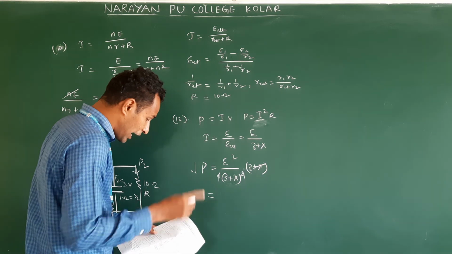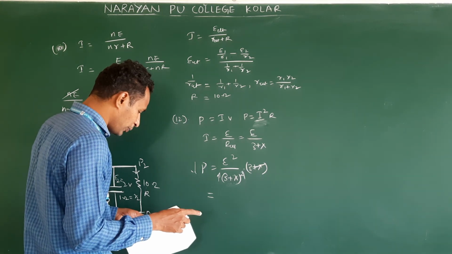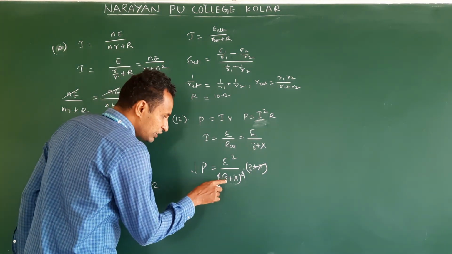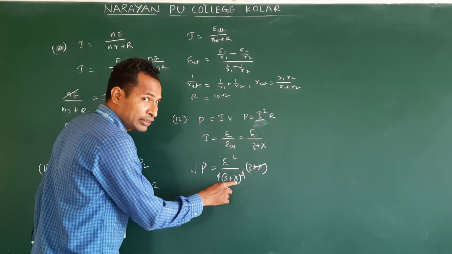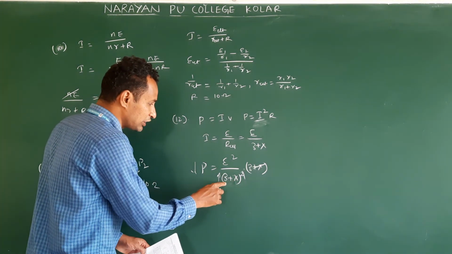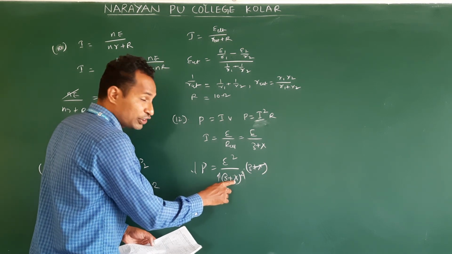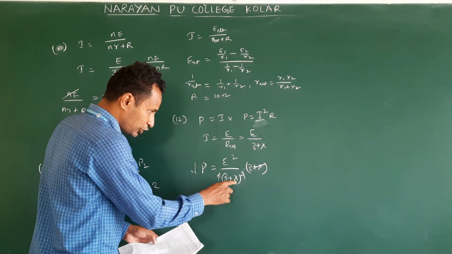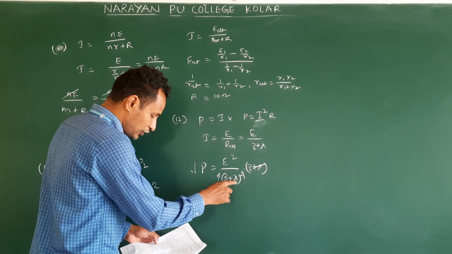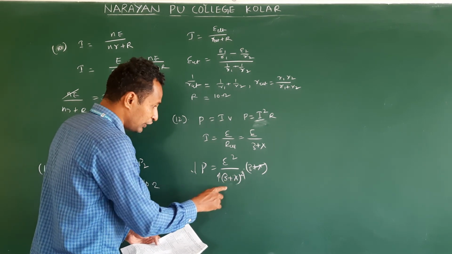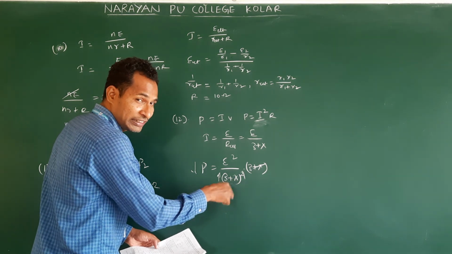What are they asking for, maximum power or minimum power? Maximum power. Maximum power means this must be minimum. 3 plus x must be minimum. For the given options, when this will be minimum, if you take x as 1, this is 3 plus 1, 4. If you take x value 3, it is 3 plus 3, 6. If you take 2 by 3, it is increasing.